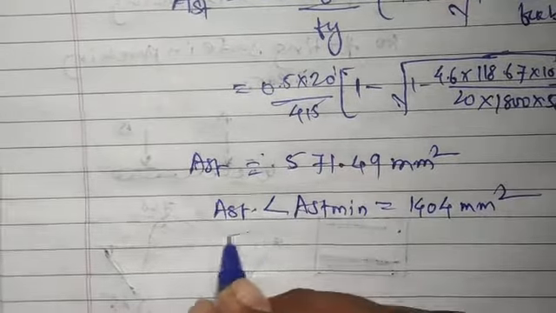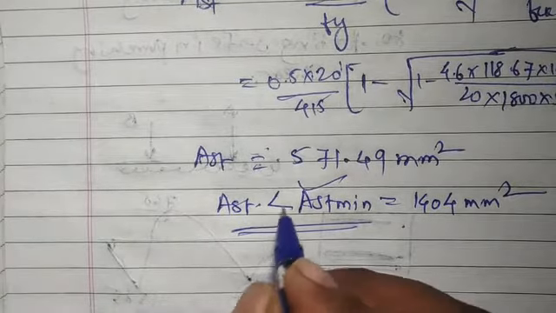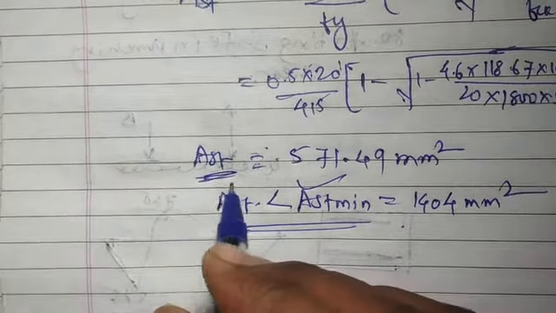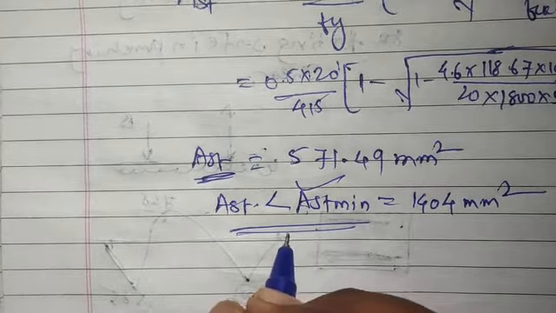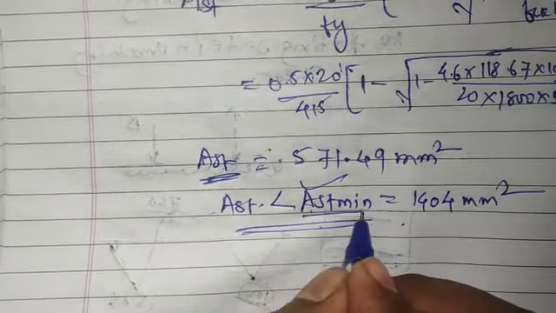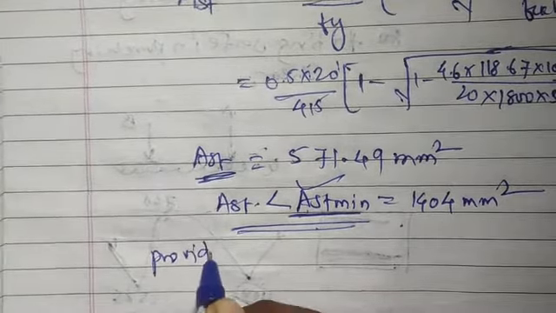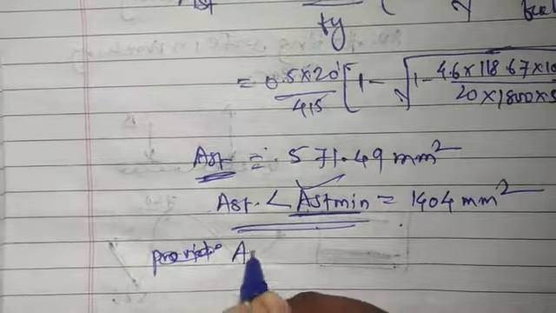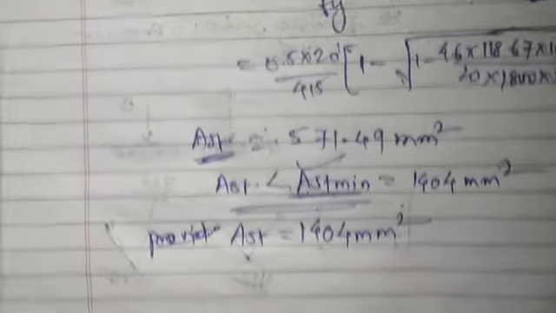Okay, so in this case we'll go for providing this value of area of steel, because if area of steel obtained or calculated at any section is lesser than the value of minimum area of steel required at any section, then in this case we provide AST minimum at that section. So provide AST under A as 1404 mm square.